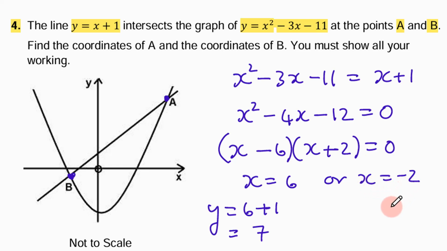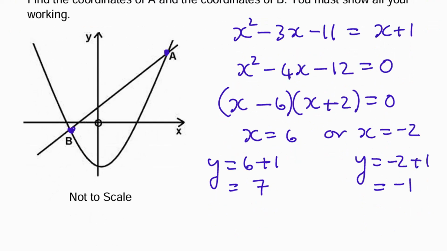And when x is negative 2, y is going to be negative 2 plus 1, which is negative 1. So then the coordinates of the points of intersection will be 6 and 7, and negative 2 and negative 1.